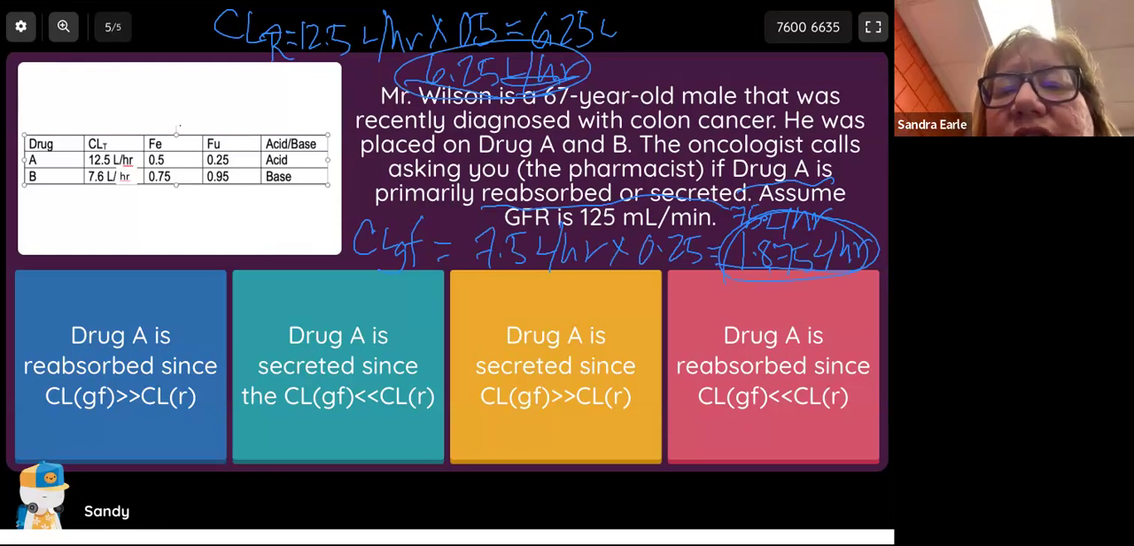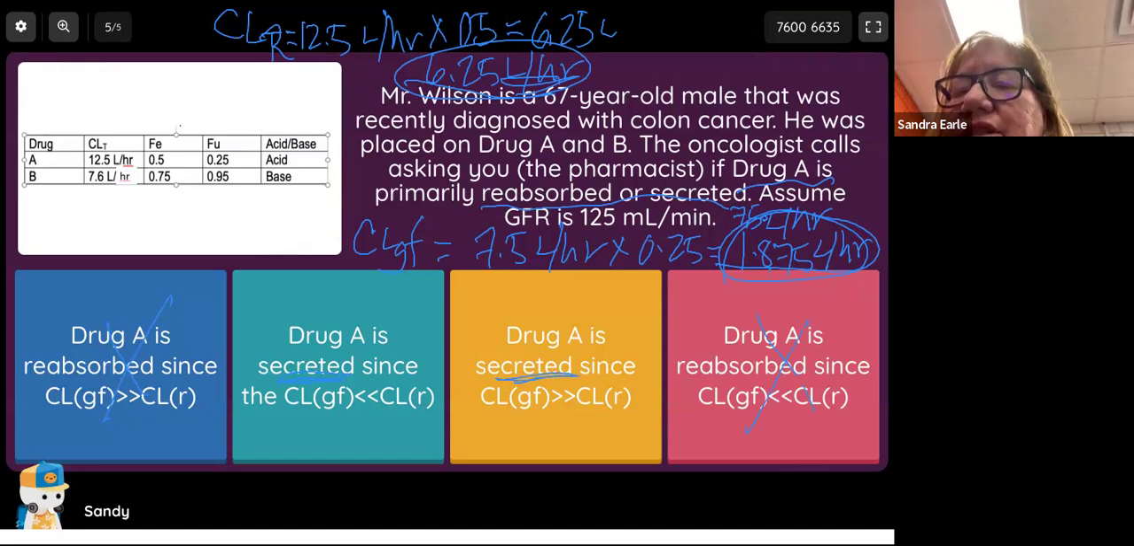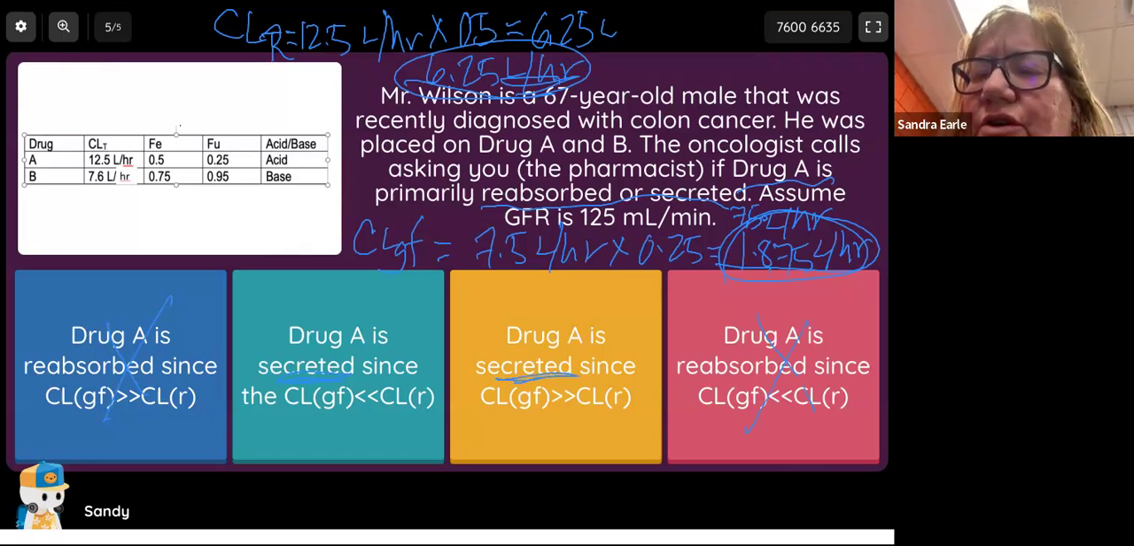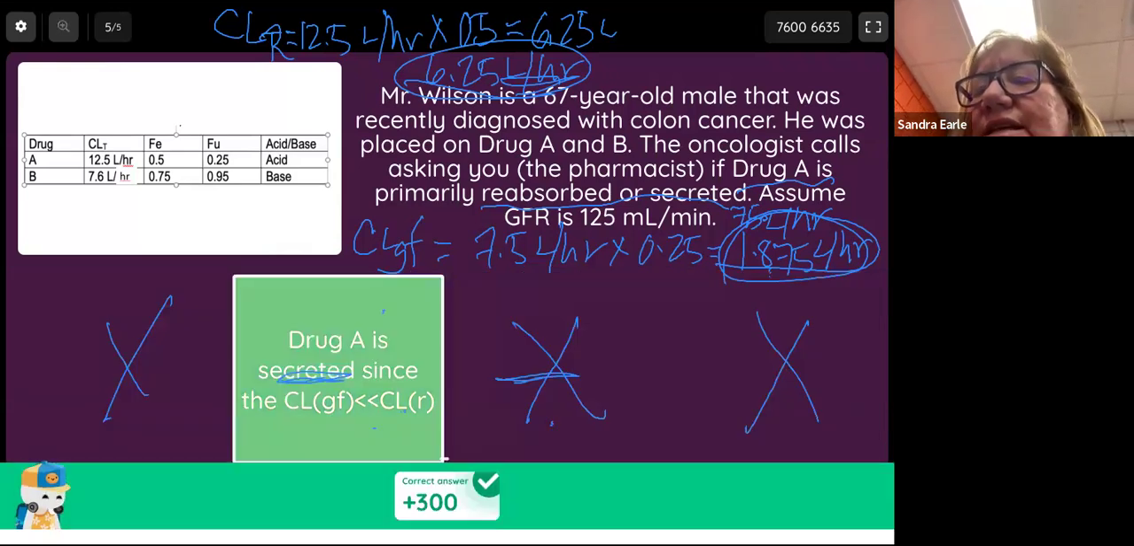So let's look at our answers. Drug A is reabsorbed, no. It's secreted, yes. Not reabsorbed. So we're down to these two. So drug A is secreted since the glomerular filtration is less than renal clearance. Yes, this way drug is added. This is the answer, isn't it? If the glomerular filtration is greater, then the predominant process is reabsorption. So that one's not correct. Okay, good. So we're going to say that one's the answer, and we are right.